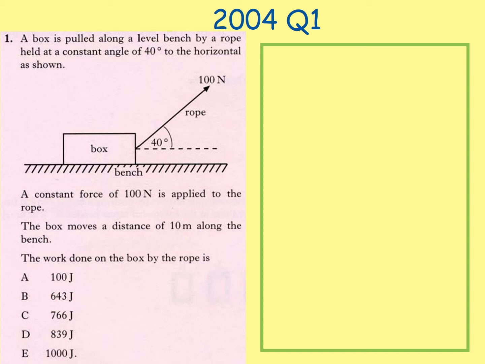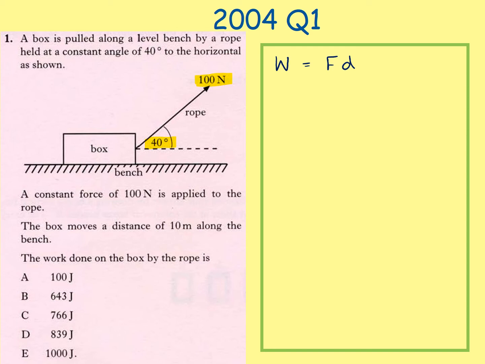Thinking back to our work done equation, if you can't remember it, you can have a look at your equation sheet. We know that work done is equal to force times distance. From our diagram, we can see that we have the force, that's that 100 newtons just there. We have an angle, but we can't just use the 100 newtons as it is. We have to use the horizontal component of that.